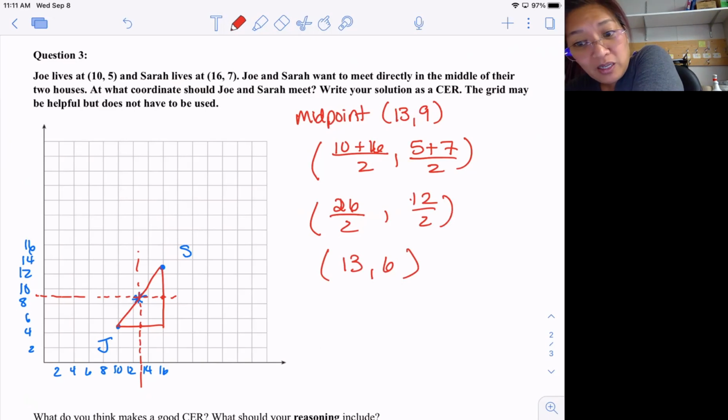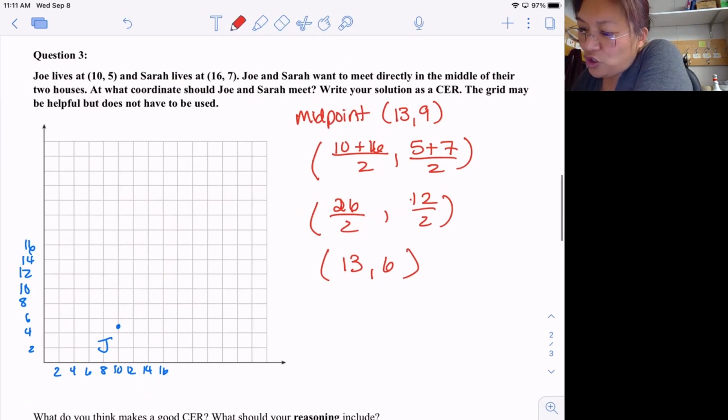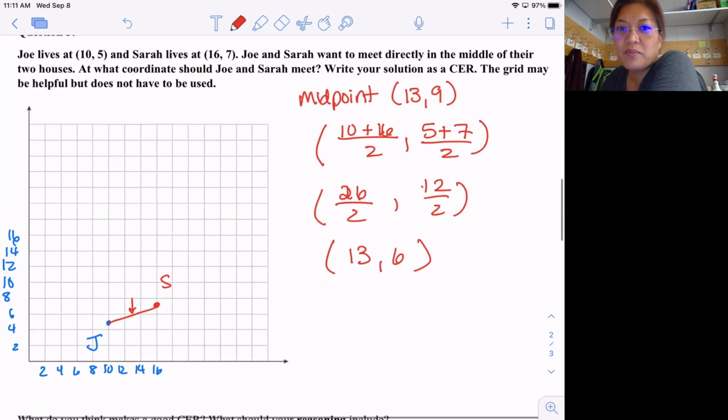Did I mess something up in my graph? Sarah, I've got Sarah's graph. Let's erase this. Let's try this again. No, I'm not going to get rid of this on the video. I have Joe right. Sarah's wrong. Sarah's at 16.7. So 2, 4, 6. This is where Sarah is. So this is where my midpoint is. Right there. Okay. So the midpoint formula is probably the easiest with this one because of the graph.